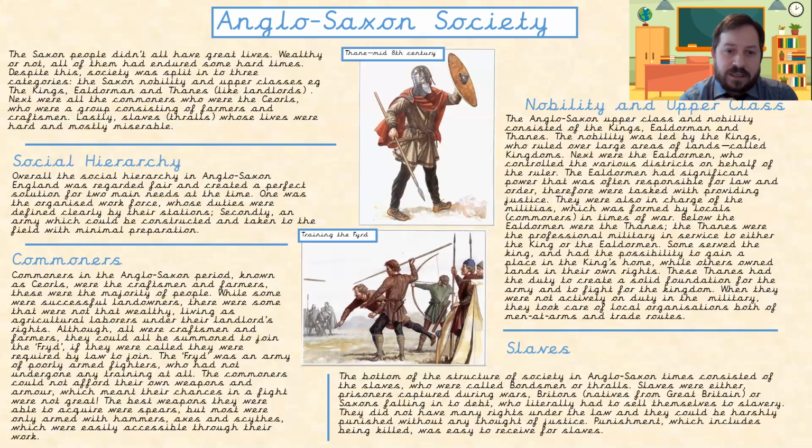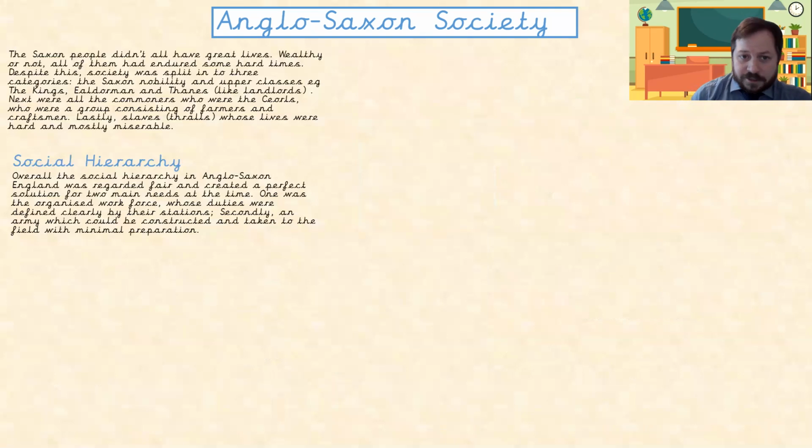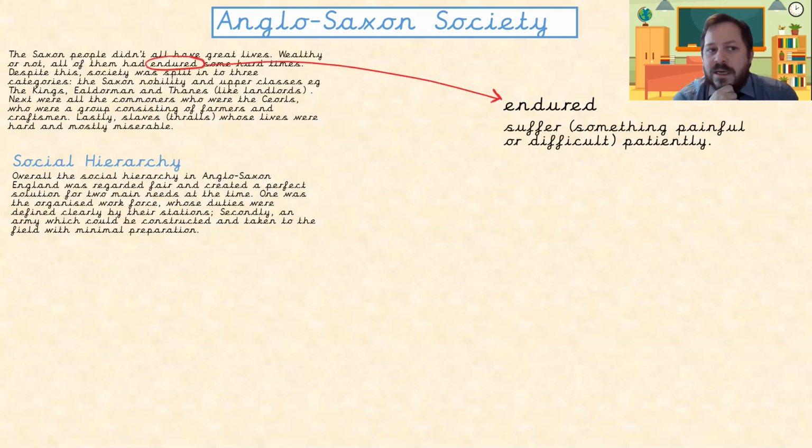So what we're going to look at are some of the words which aren't explained. So let's have a look at this section first, in the beginning, our introduction and our first paragraph. Our first word we're going to look at is endured. So all of them had endured some hard times. And what endured means is suffered something painful or difficult, and they suffered it patiently. So it's living through something hard or painful.